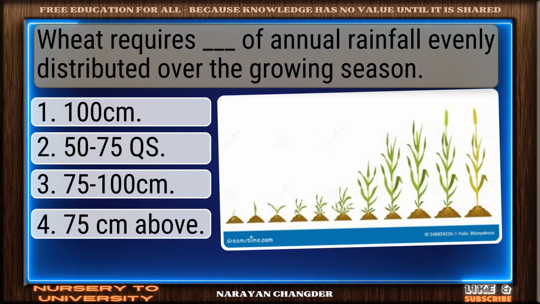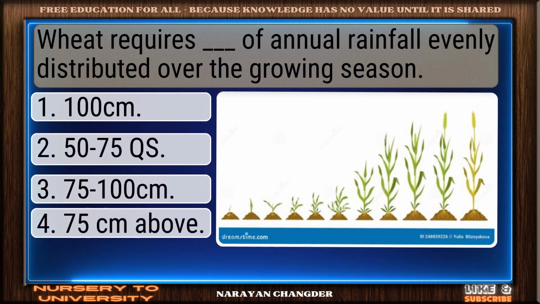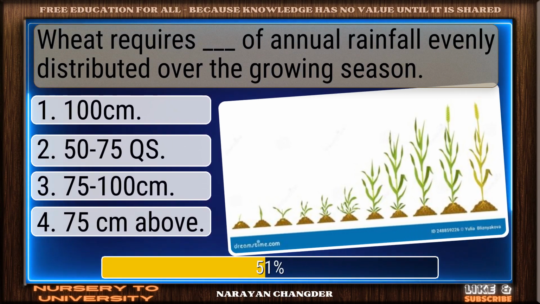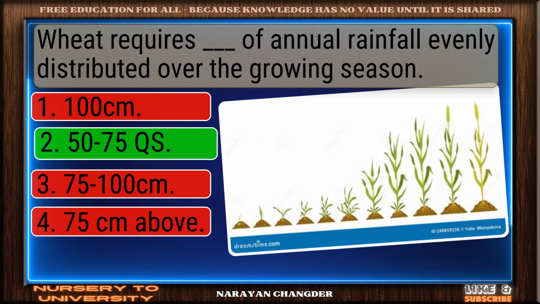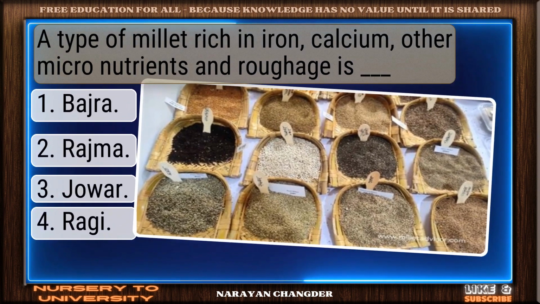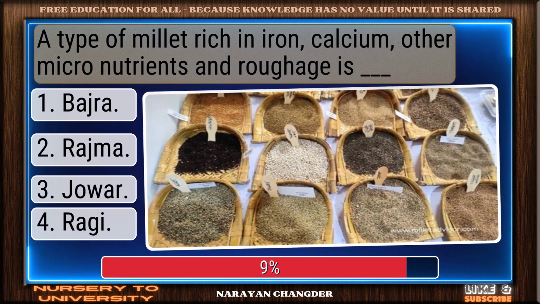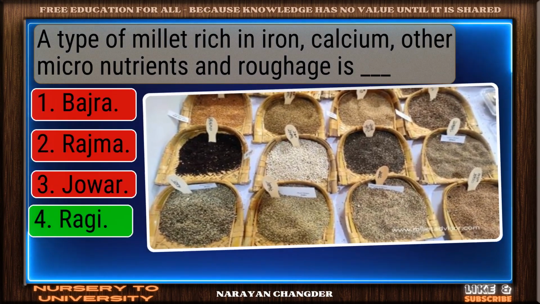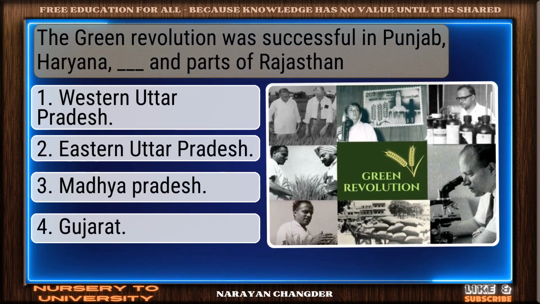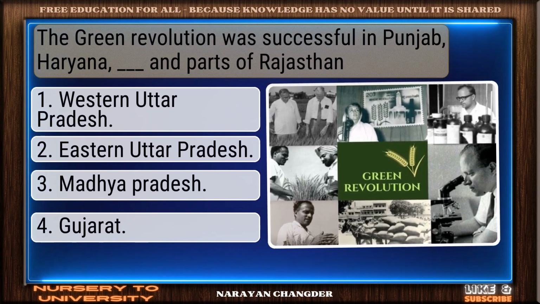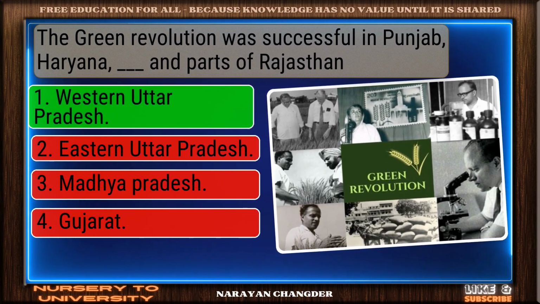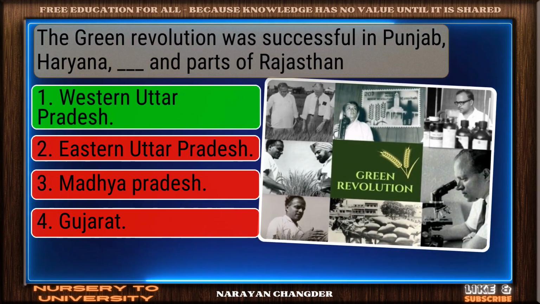Wheat requires a certain amount of annual rainfall evenly distributed over the growing season. You chose 50 to 75 cm, correct? A type of millet rich in iron, calcium, other micronutrients, and roughage is ragi. Great thinking. Ragi is right. The Green Revolution was successful in Punjab, Haryana, western Uttar Pradesh, and parts of Rajasthan. Nice selection. Western Uttar Pradesh is correct.